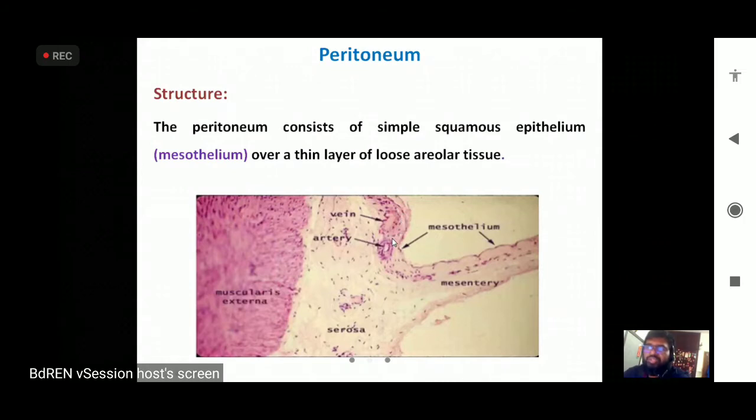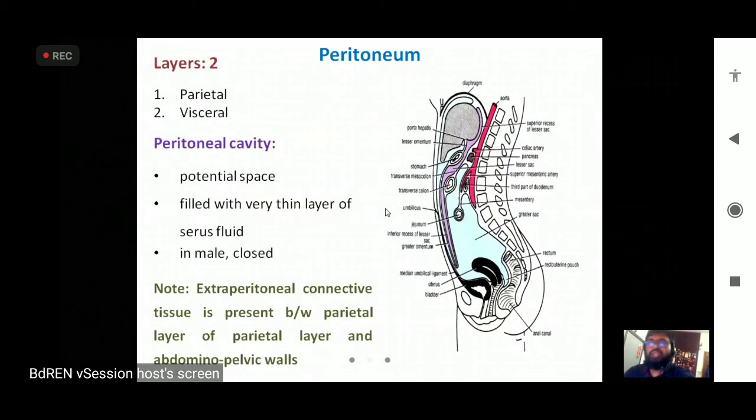It is a very simple figure, but it tells many things. This is the lining epithelium, simple squamous epithelium, then connective tissue, and in this connective tissue we see some blood vessels and also some nerves that will carry the innervation and the blood supply to the viscera. Is it clear that the peritoneum is a passageway for nerves and blood vessels to the viscera?